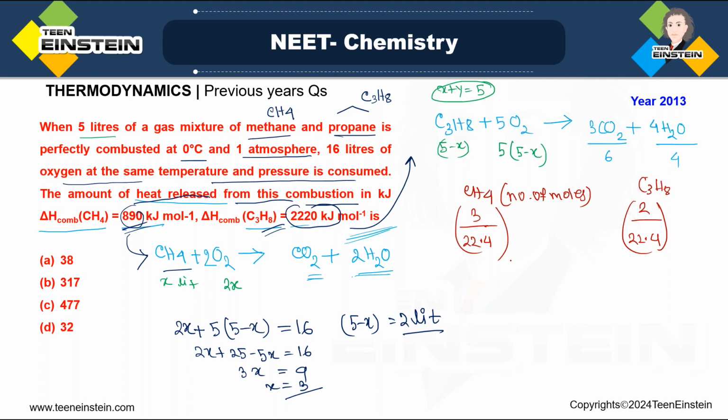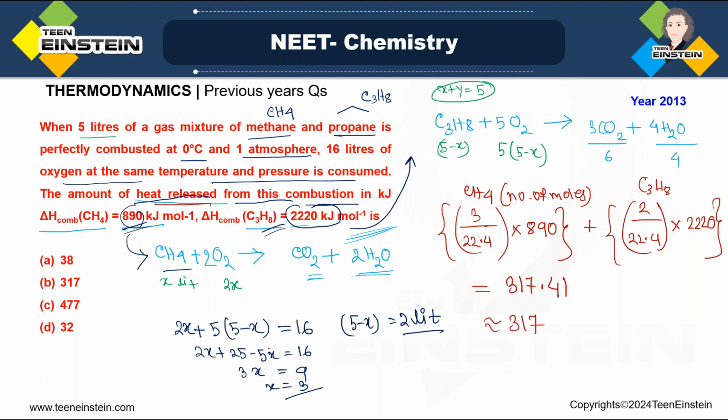Now as you individually know the number of moles of methane, multiply it with 890, and the number of moles of propane you have to multiply with 2220. This total quantity will give you the final answer. The final answer will be positive because it is already mentioned as heat released. If you do the calculation, you will get 317.41, which is almost equal to 317. So that is why our correct answer will be the second option. Fine.